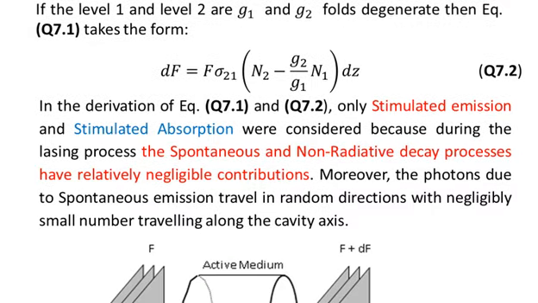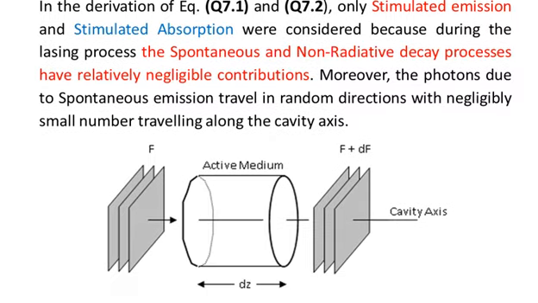In the derivation of equations 7.1 and 7.2, only stimulated emission and stimulated absorption were considered, because during the lasing process, the spontaneous and the non-radiative decay processes have relatively negligible contributions. Moreover, the photons due to spontaneous emission travel in random directions, with a negligibly small number traveling along the cavity axis.